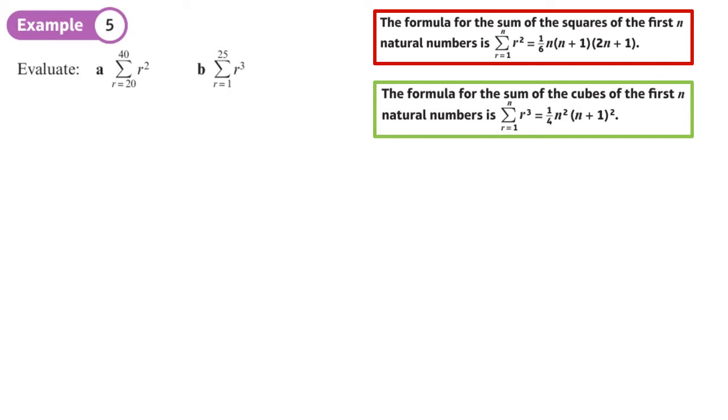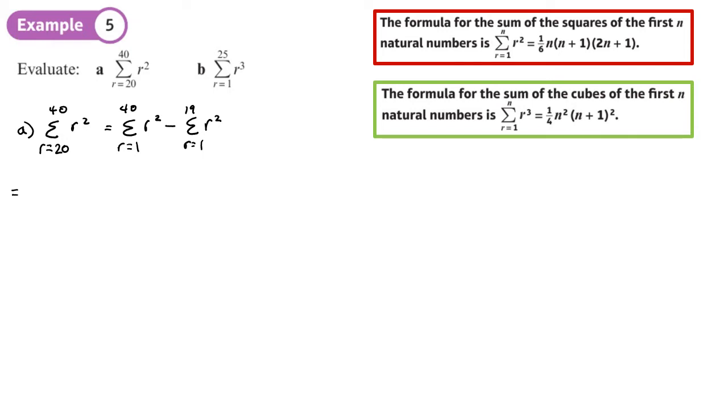So first example here, evaluate first of all the sum of r squared from 20 to 40. So the first thing that we need to say is, right, if I'm finding from 20 to 40 of r squared, that equals the sum from 1 to 40 of r squared minus the sum from 1 to 19, because I want to start at 20 of r squared. Right, so here we can just use the formulas.